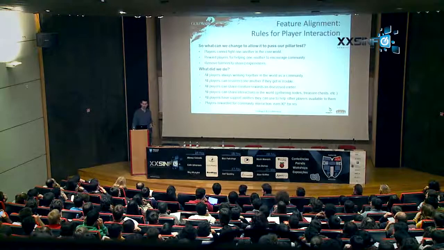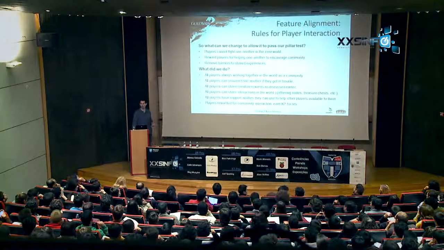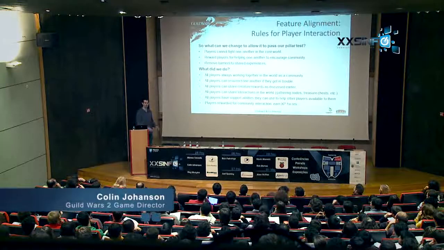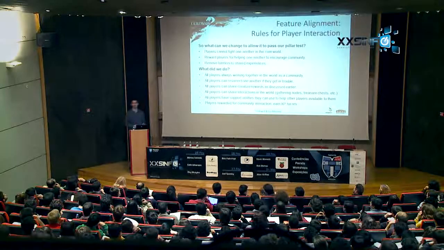All players are always working together as a community in our game. And the ways that we accomplish that, everyone in the game can resurrect one another. And they have an unlimited number of resurrections that they can use. So if you find another player in the world that has died, you can literally run up to them, kneel down, and slowly give them back their health, and they can jump back up again.